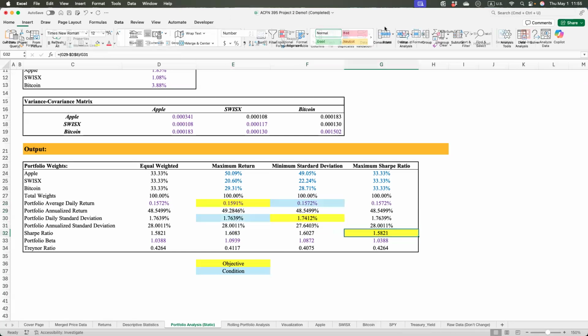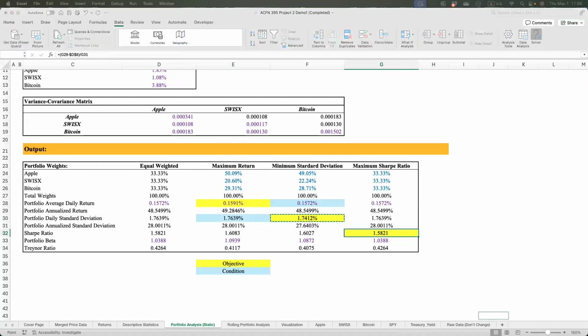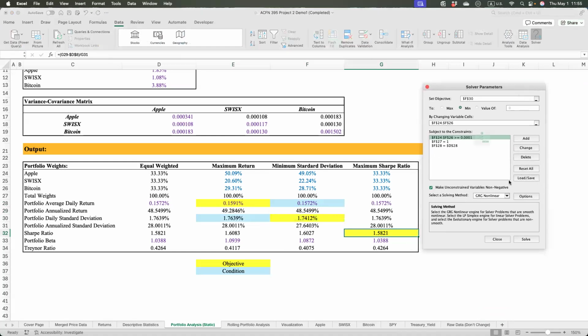Okay. Now let's go to Data, Solver. What are we going to do? We're going to basically just reset everything here. Now, what is our goal here? Our objective is this Sharpe ratio. We want to maximize that by changing the weights.